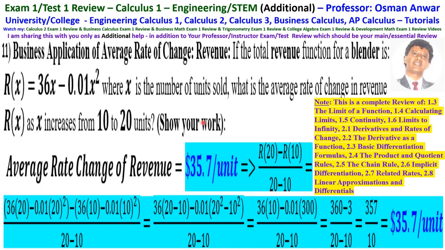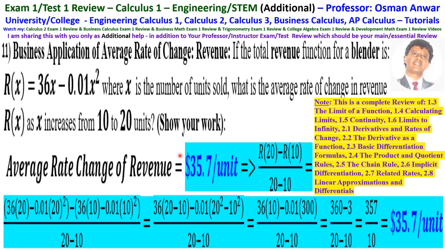Number 11 is a business application of average rate of change of revenue. If the total revenue function for a blender is r of x equals 36x minus 0.01x squared, where x is the number of units sold, what is the average rate of change in revenue r of x as x increases from 10 to 20 units? So x1 is 10, x2 is 20.